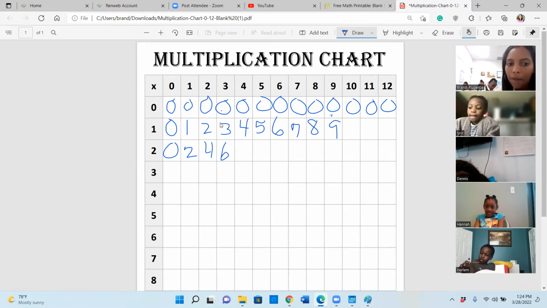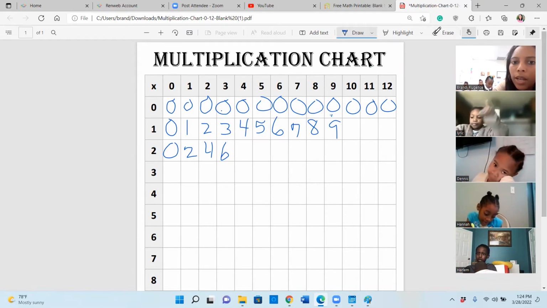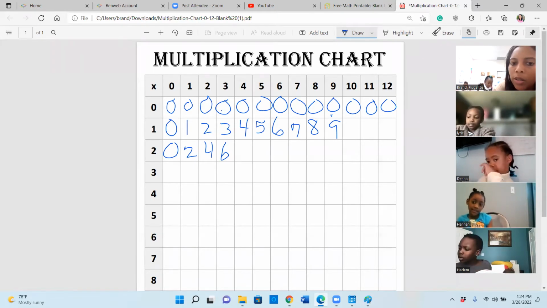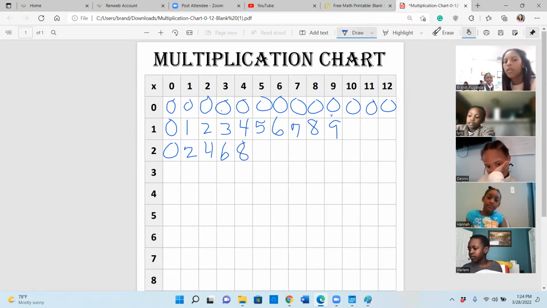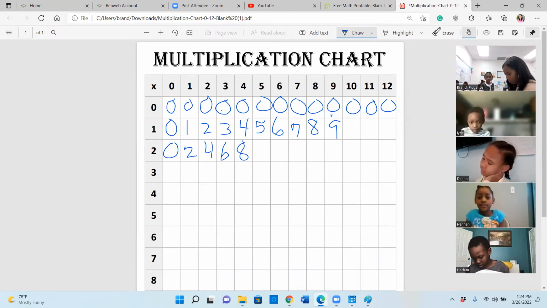Next we have 2 times 4. That equals 8. 2 times 4 is 8. We're counting by 2: 2, 4, 6, 8.